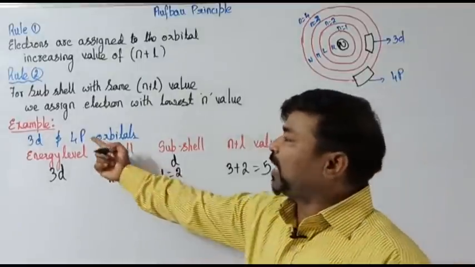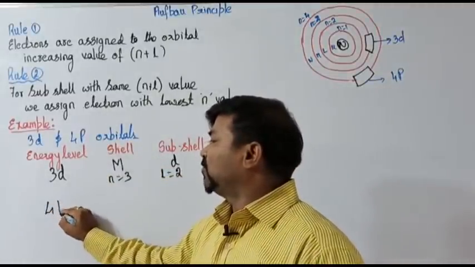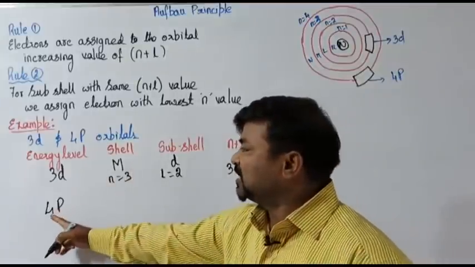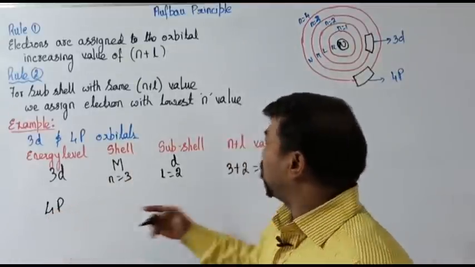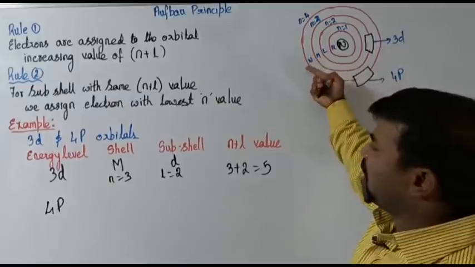Now let's get back to 4p. It's 4p. By seeing it, the fourth orbit: K, L, M and N.